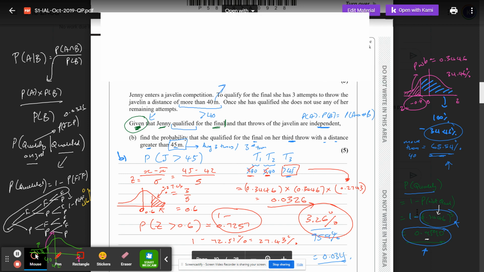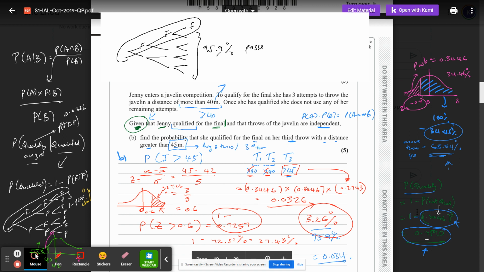So what we're actually doing over here is after drawing that tree diagram, so we've got these branches. And we're saying that that's going to be fail, fail, and fail to qualify. And the rest of it, that's the 95.9% that she passes. And from these options, we want to know what is the probability that she qualifies on her third throw, which means she will have failed, and then passed after that. Okay, so what is the probability that she qualified on her third throw.